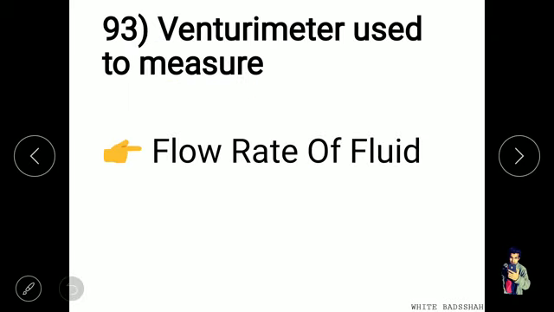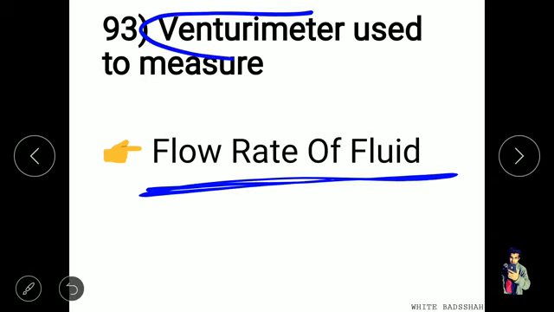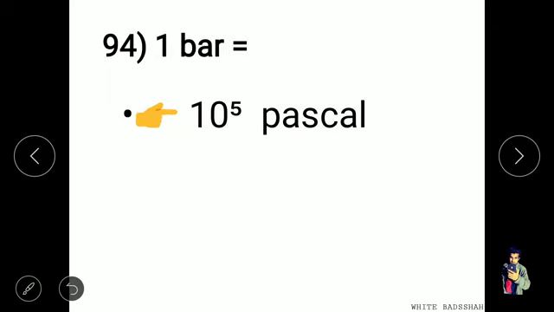Now, the Venturi meter is used to measure the flow rate of a fluid. One bar equals 10 raised to 5 Pascal.